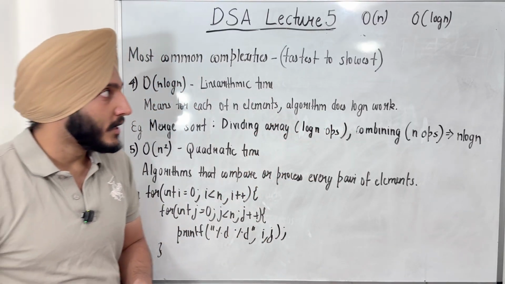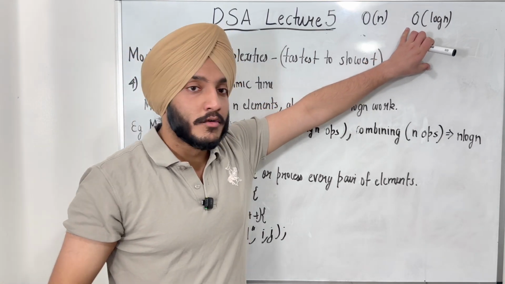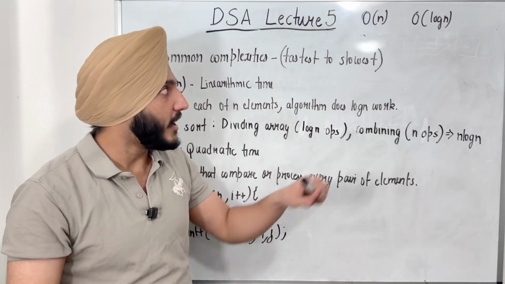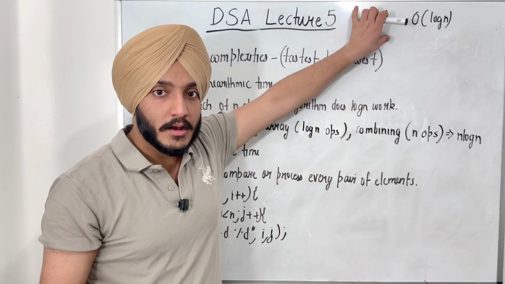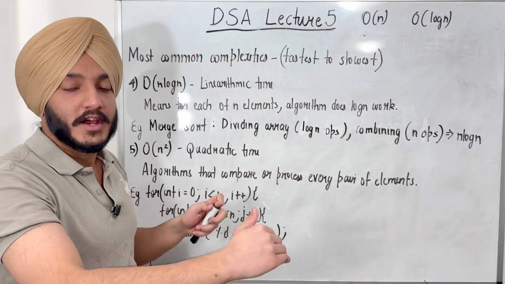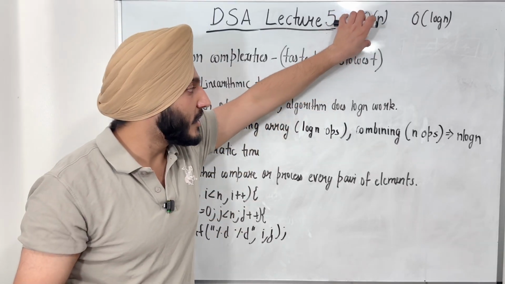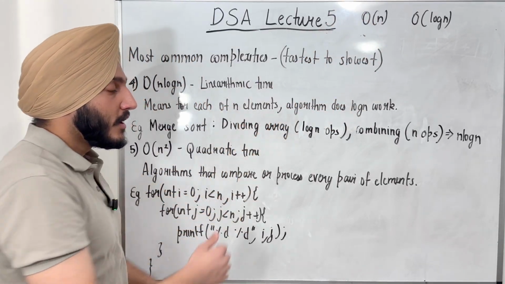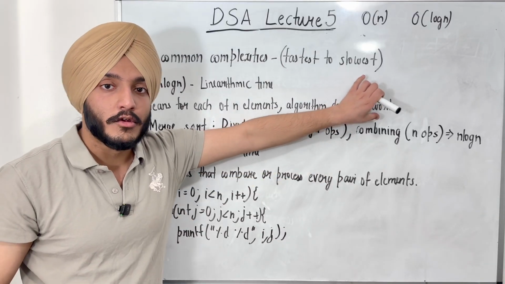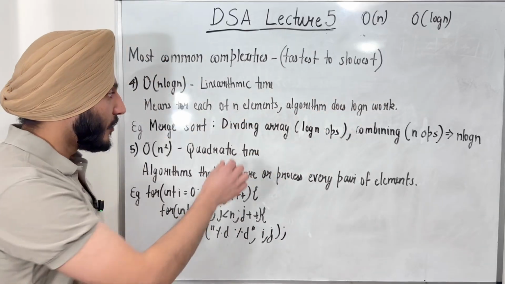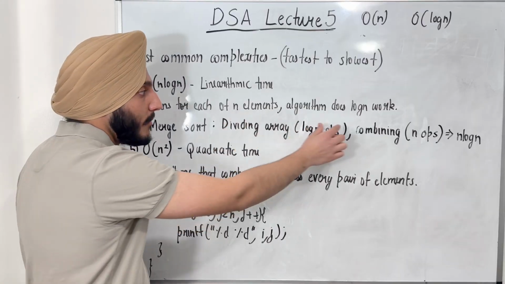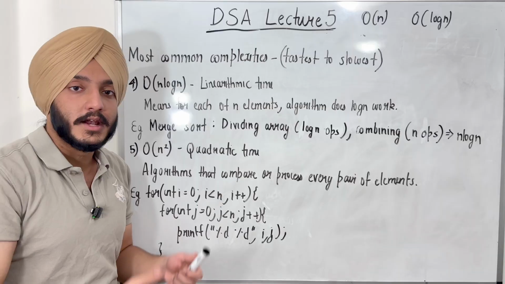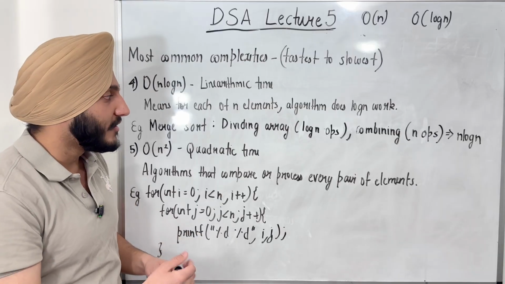Think about this. In log n, I was splitting the array by half or by a constant factor. Order of n means basically I'm checking every single element. Combining these together, this is what it gives us: for each of the n elements, my algorithm is doing log n work. It's performing log n number of operations. I hope that is making sense.